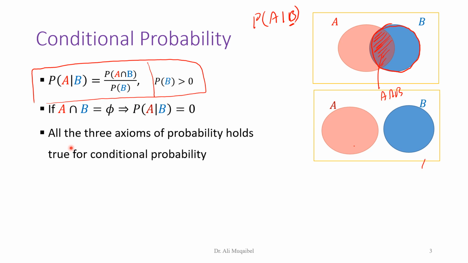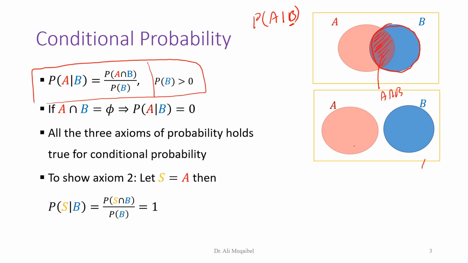Conditional probability or joint probability, they are all true probabilities, which means all axioms of probability hold true. They hold true for conditional probability. They have to be between 0 and 1 and so on. All other axioms should hold true. Conditional probability is a valid probability. So let's try an example here to show axiom number 2. Let's make the universe equal to A. I'm going to use the same formula we had before here.